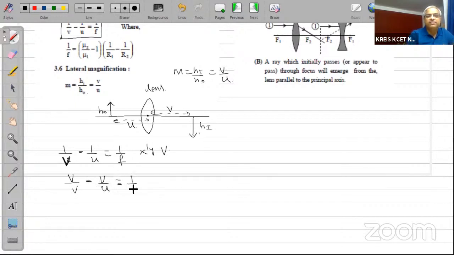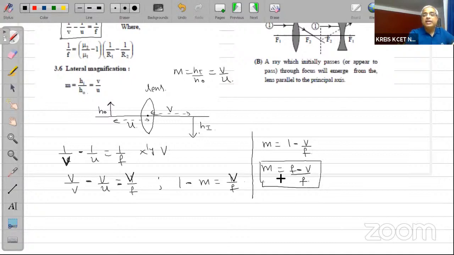v/v is 1, right? And v/u, see, we wrote this as the magnification, is equal to 1/f. Students, I did not write the v here, I am so sorry. I should have written a v here. v/f. Now see, I will be giving you an important relation here, which is m will be equal to 1 minus v/f. Which implies that m will be equal to (f minus v) divided by f. So this is the important formula relating the magnification, focal length and the image distance.